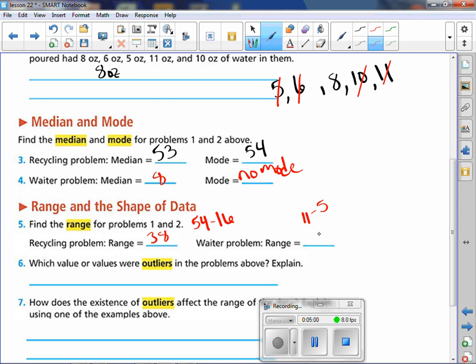And 11 minus 5 is 6. Okay, are there any outliers in the problems above? Yeah, absolutely. An outlier is just one that's really far away.